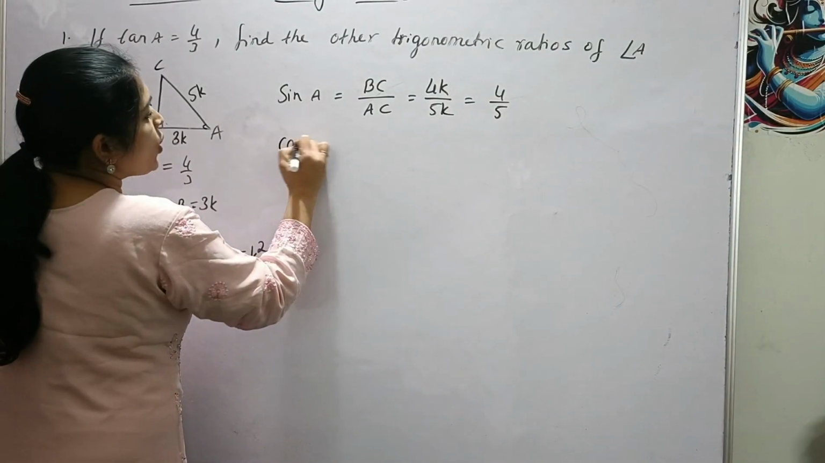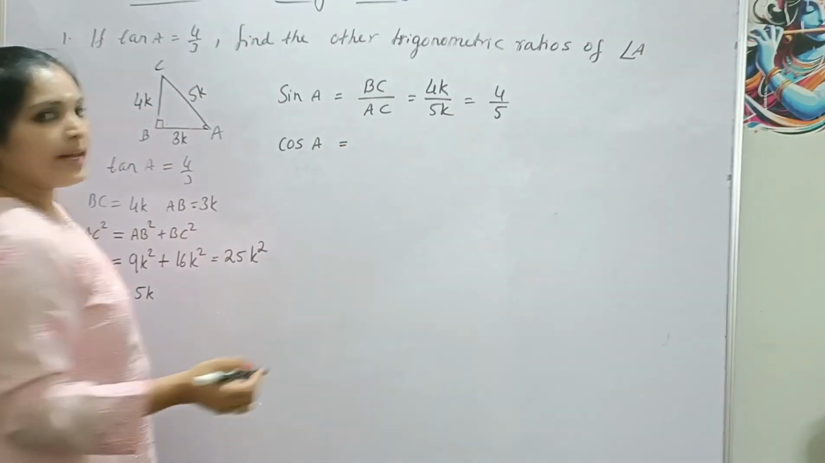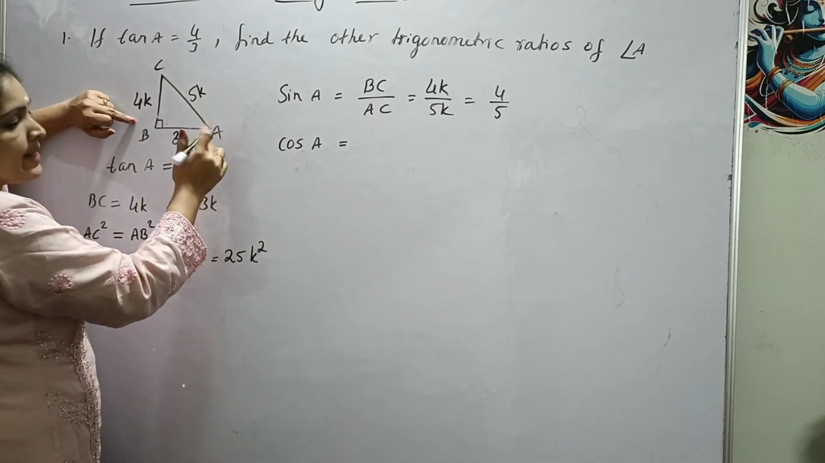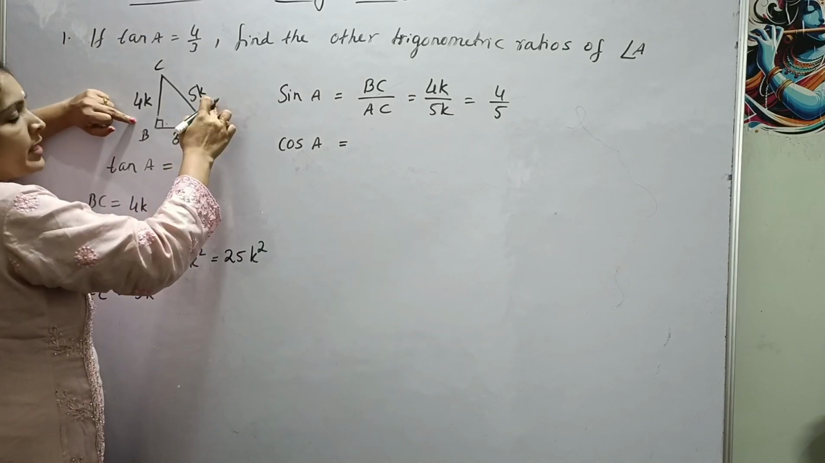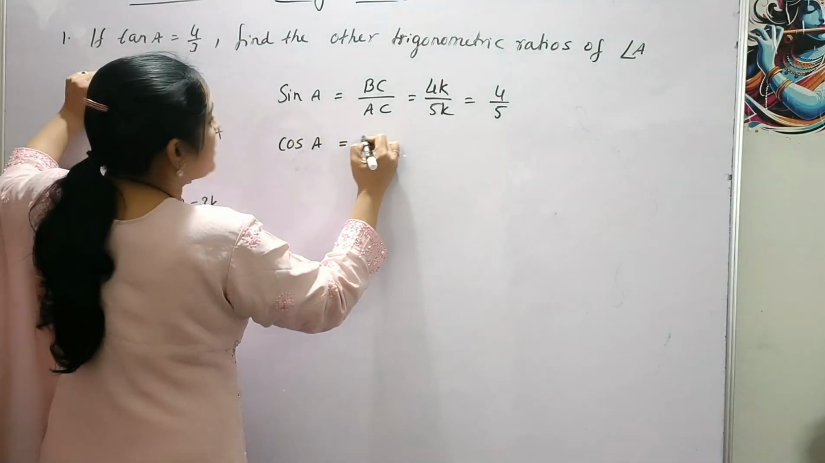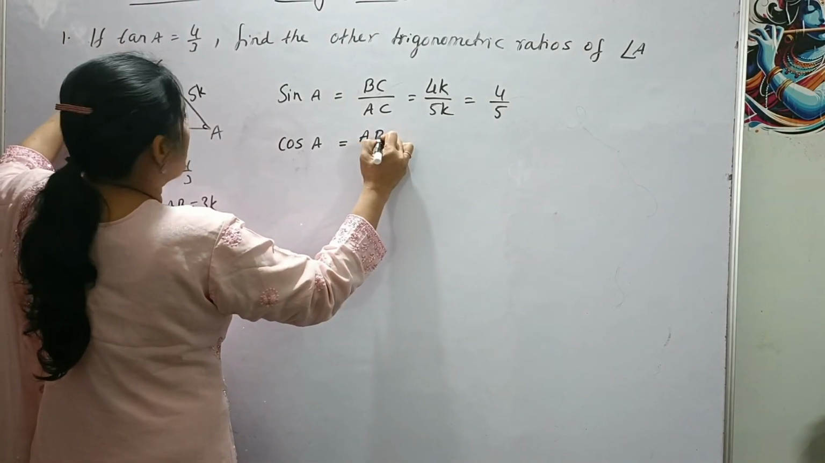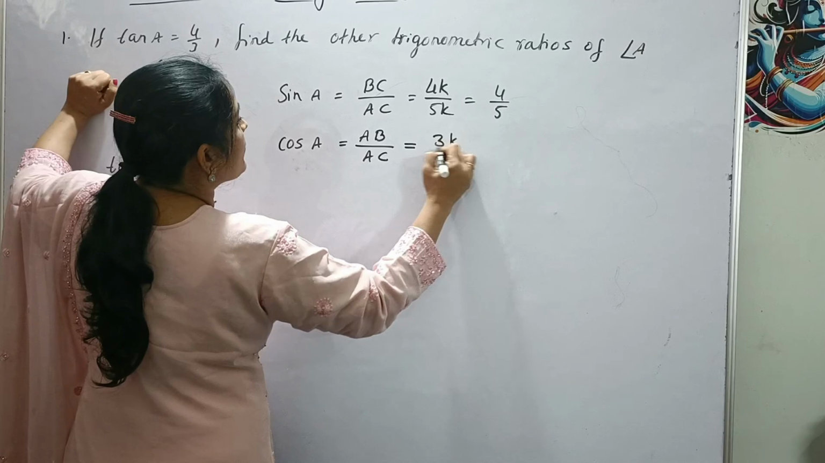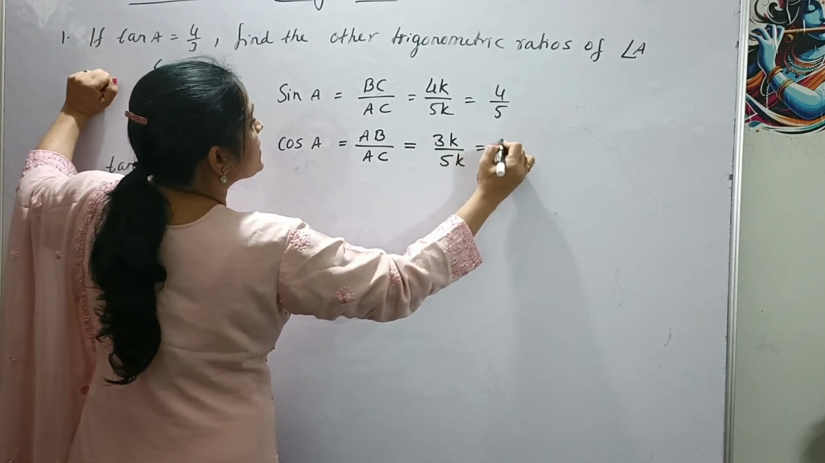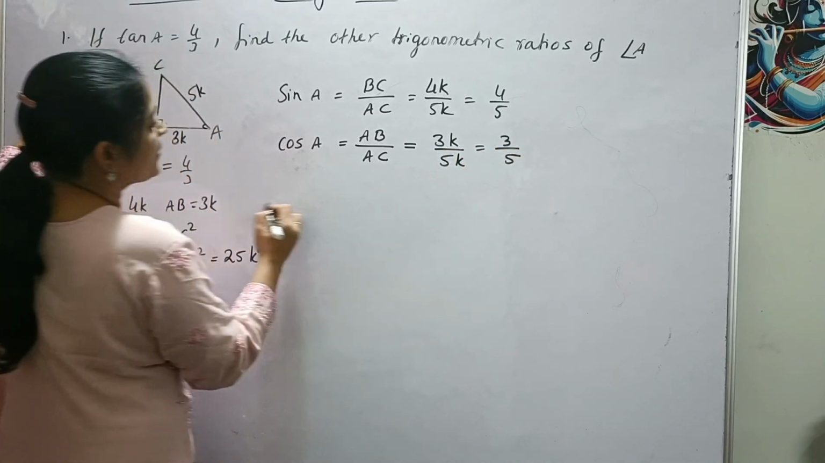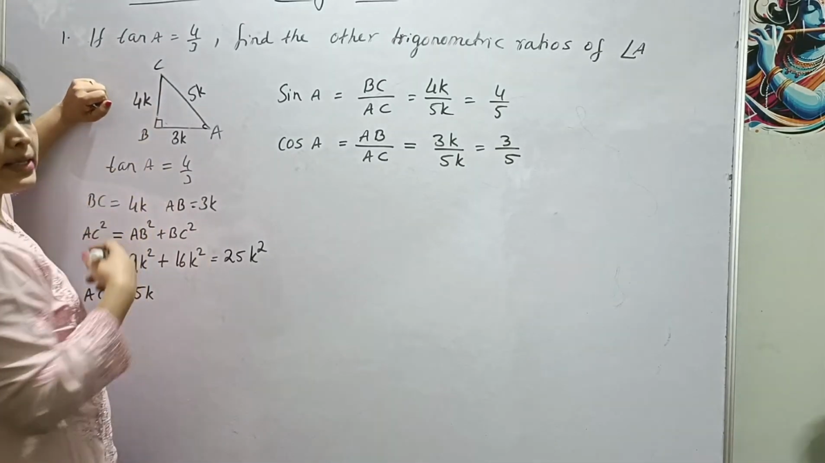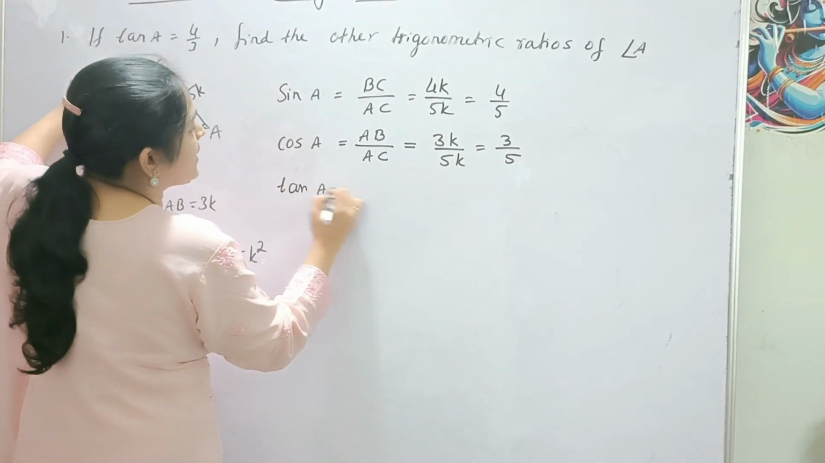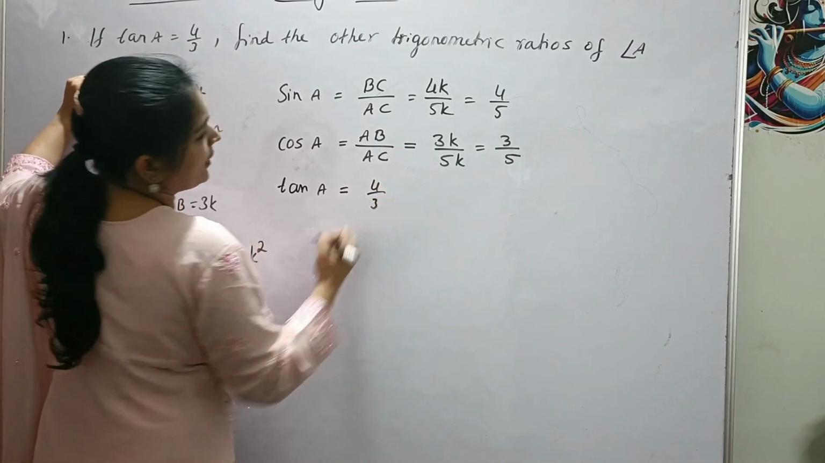Then next is cos A. What is cos A? Adjacent by hypotenuse, 3K by 5K. We can write AB divided by AC, that is 3K divided by 5K, that is 3 divided by 5. Next, we already have tan A. Tan A is equal to 4 by 3.